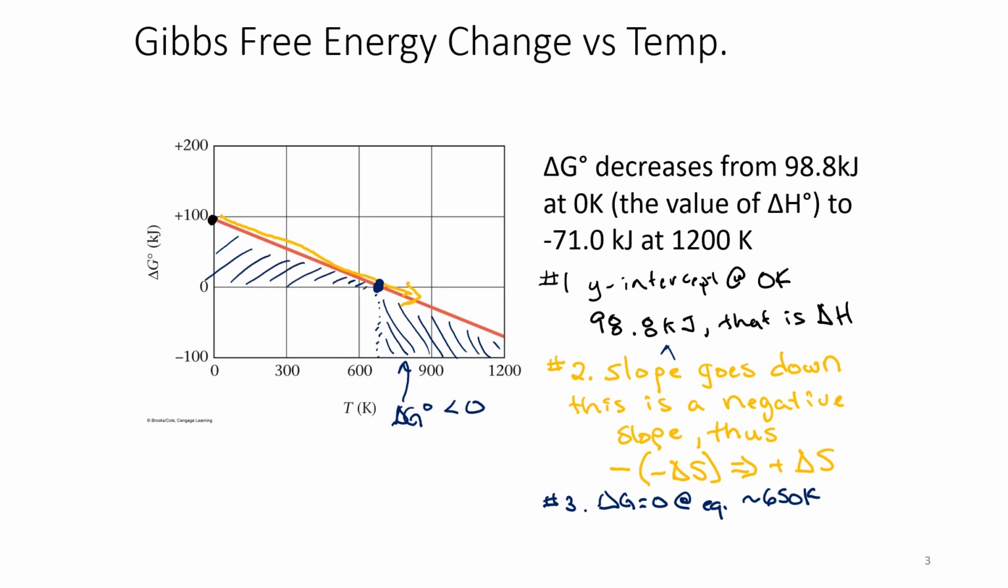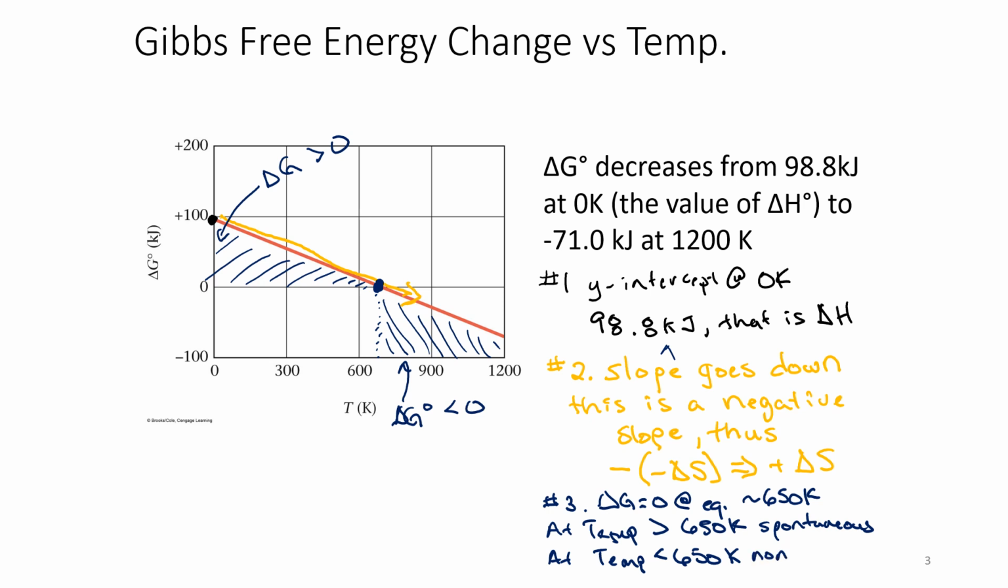Over here, our delta G is greater than 0. So this means that at temperatures greater than about 650 Kelvin, the reaction is spontaneous, and at temperatures less than 650 Kelvin, it is a non-spontaneous reaction. So we can get a lot of information out of just this one figure that we see here.